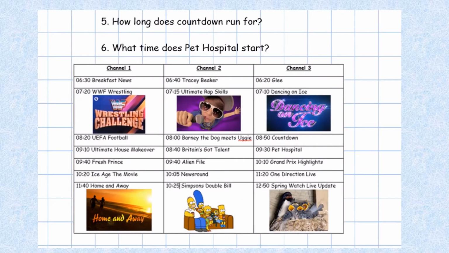Right, so how long does Countdown run for? So we need to go on and find Countdown, which is here, channel 3. Starts at 8:50, ends at 9:30. Well, 8:50 till 9 is 10 minutes, okay? And then from 9 till 9:30 is 30 minutes, so 30 plus the 10, it is a 40-minute programme. Squeeze that in there, okay? And then it says, what time does Pet Hospital start? Well, Pet Hospital starts straight after, and that starts at 9:30.